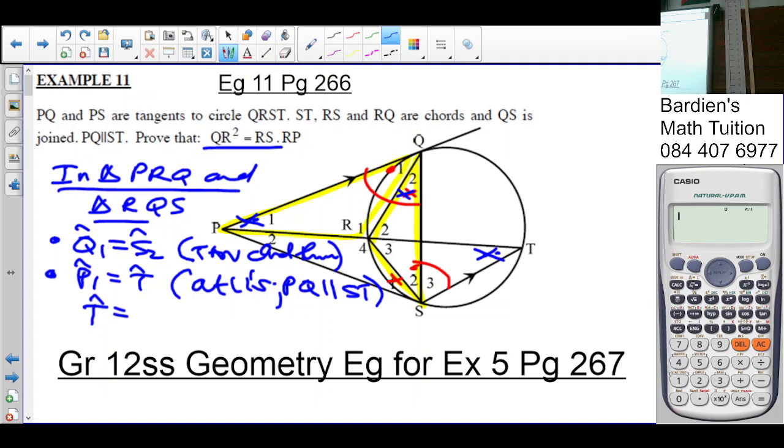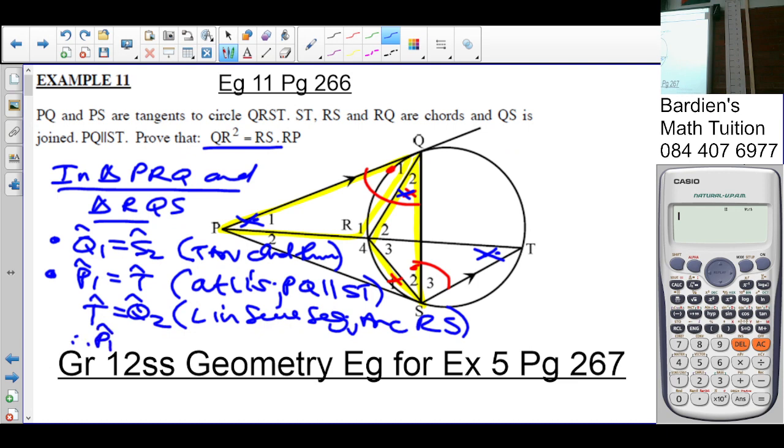Why are you saying S1? Yes, it is actually equal to S1, and then you're going from S1 to Q2. But you can go straight from T to Q2 also. If you had taken that route, you would have got an extra mark. So that's going to go to Q2. Why? Because that's angle in the same segment, coming from arc RS. You don't have to say the arc. So in conclusion, I can say that P1 is equal to Q2. You can say proven, or we can just leave it like that.